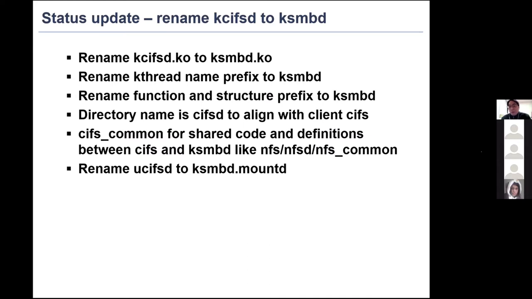The user space daemon name was also renamed from usifsd to ksmbd-mountd. But in the case of the directory name in the kernel source, we made a cifsd directory to align with the existing cifs client. We will create a cifs common directory, like the nfs common directory, after upstream, so the code shared with the cifs client will be moved there.